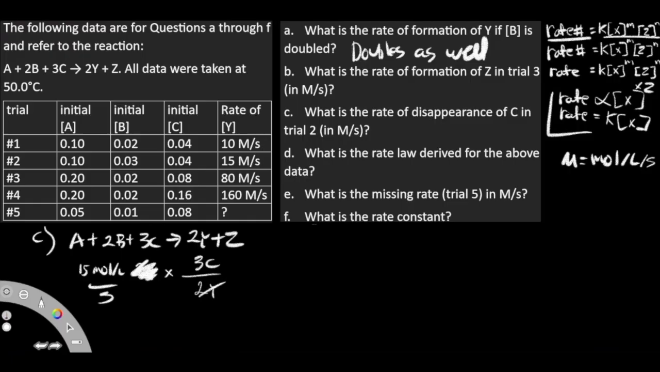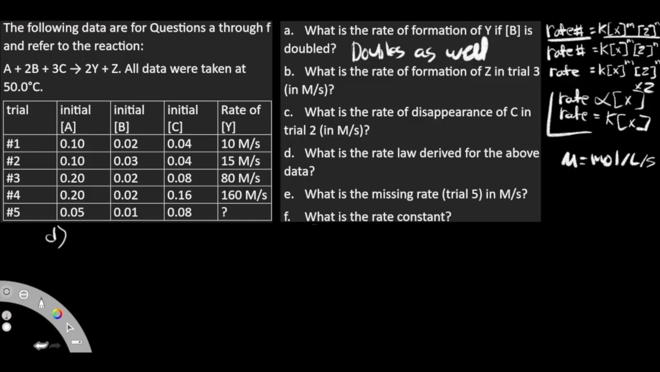Technically, my 2Y here isn't canceled out yet. It's just over here, because this here is 2Y as well. So I just do this value multiplied by my 3 over 2, which is going to be 1.5. So I just do 15 times 1.5. What do I end up getting? I get 22.5. So that's my answer, 22.5 moles per liter per second. That is the rate of disappearance of C in trial number 2.